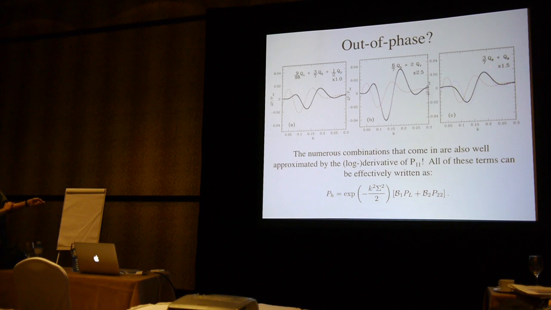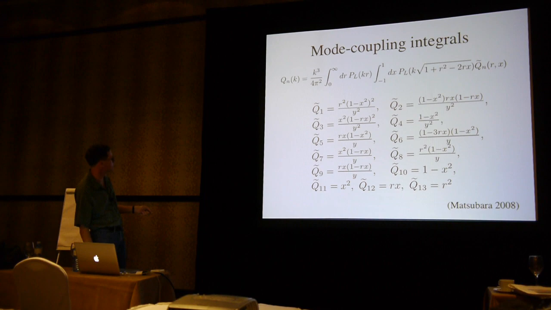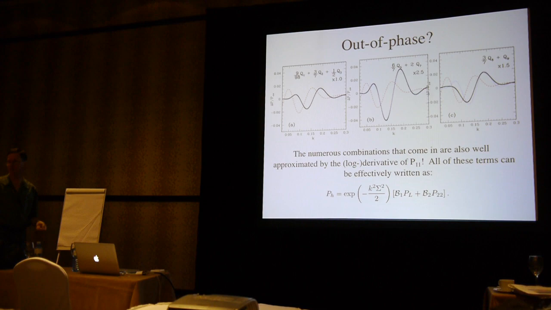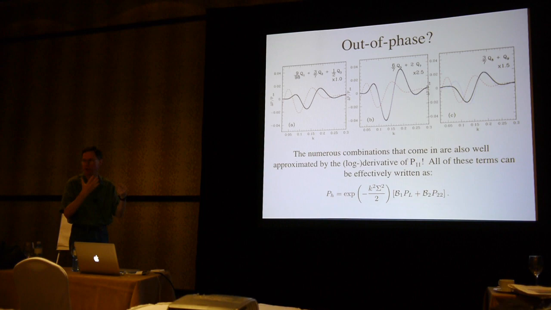So all of these terms that come in, there's a whole bunch of terms, and I haven't even written them all out. But all of these terms that come in, 6/7 Q5 plus 2 Q7 and so on, contain things that are either in phase or things that are basically out of phase. And so pretty much all of these combinations are pretty well approximated by the log derivative of P11, and all of those terms can therefore effectively be written as some exponential damping, some sum of terms that multiply PL, and some sum of different terms that multiply P22. So all I need to do now is work out the relative ratios of b2 and b1. But I know these expressions, so I know what coefficients give all of those scalings.